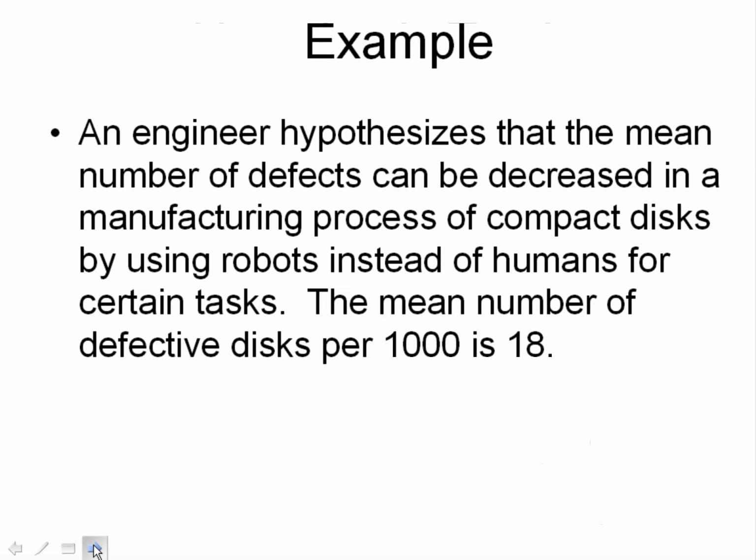All right, let's look at another example. Let's say that an engineer hypothesizes that the mean number of defects can be decreased. Okay, so I'm going to key in on that. In a manufacturing process of compact discs by using robots instead of humans for certain tasks. The mean number of defective discs per 1,000 is 18. Okay, so the engineer thinks that the number of defects can be decreased, which tells me that one of my hypotheses should look like the average being less than, and the accepted mean is 18, so less than 18.